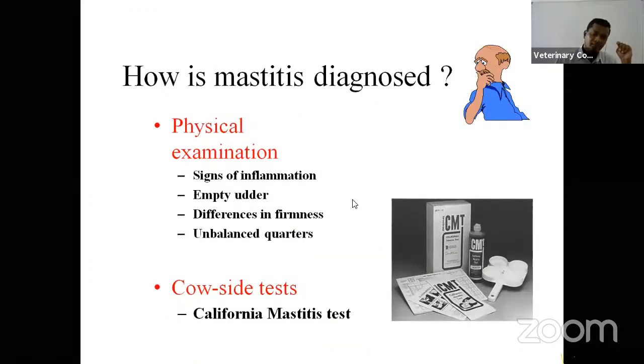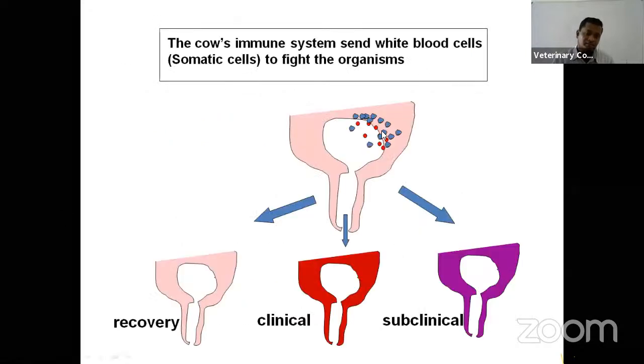Then how do we identify mastitis? There is a practical on that, which we'll discuss later. We have a laboratory test. There are some cow side tests, such as the California mastitis test. They all identify the infiltrating cells, or the absence of cells infiltrated into the milk. Same is true with the milk.